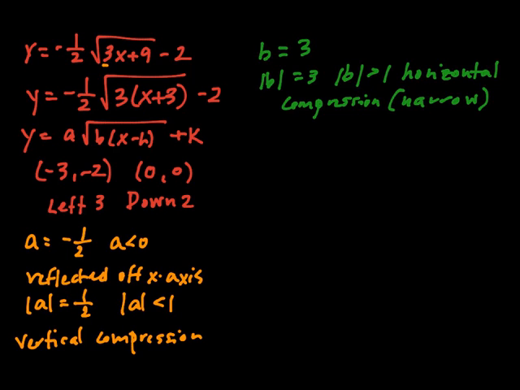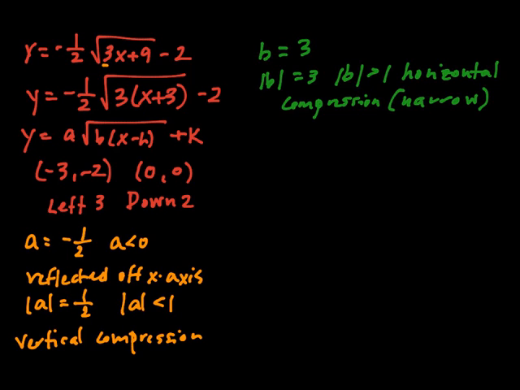Okay? Now, we've described this square root function. The vertex changed to -3, -2. It's going to reflect off the x-axis. There is going to be a vertical compression. It's going to get closer to that x-axis. Also, it's going to be a horizontal compression. It's going to get closer to the y-axis.